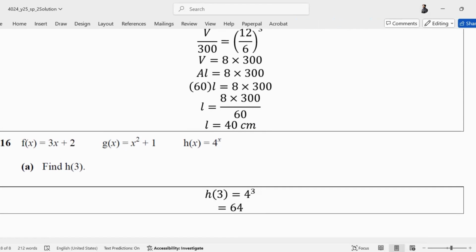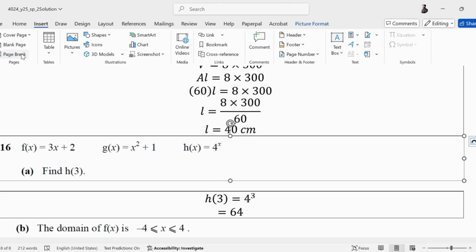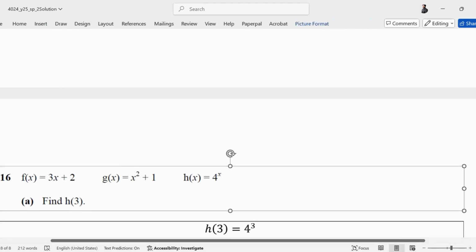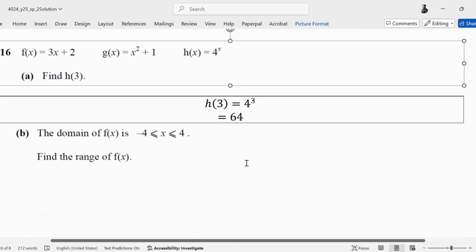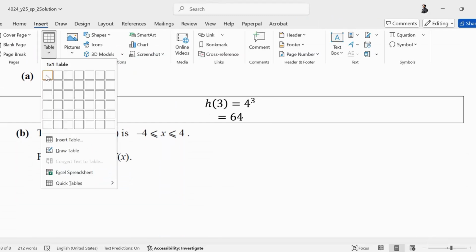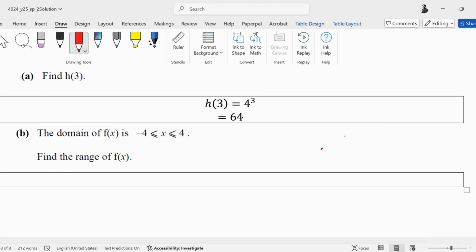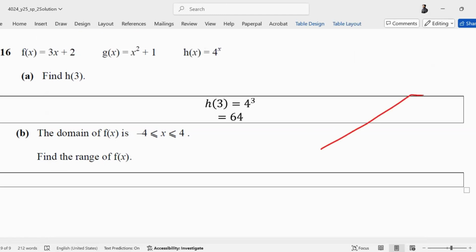Then part B, they have provided us with the domain of the function f. Domain means allowed input. That means they have told us that we can plug in values from -4 to 4 in the function f. So it is a straight line, and from -4, it's a positive gradient straight line. And the inputs that have been allowed are from -4 to +4.